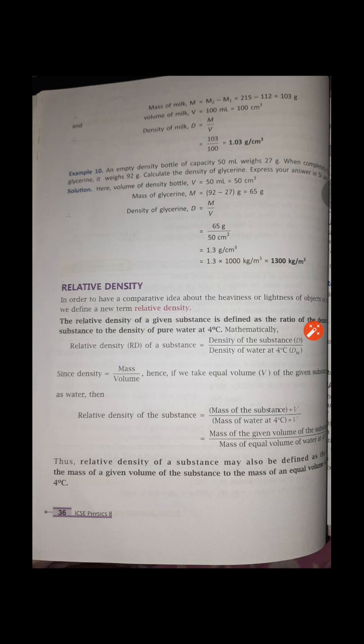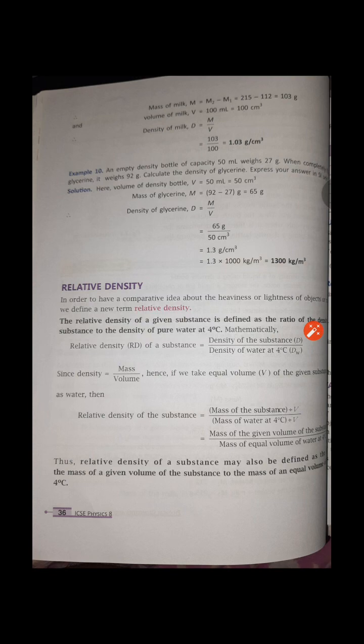Next, we are moving to relative density. This term may be new. Let me explain this. Relative density is needed to compare objects on their heaviness or lightness. Relative density is the ratio of the density of a substance to the density of pure water at 4 degrees Celsius. So RD equals density of substance by density of water at 4 degrees Celsius, if we present this mathematically. Follow along on page number 36.